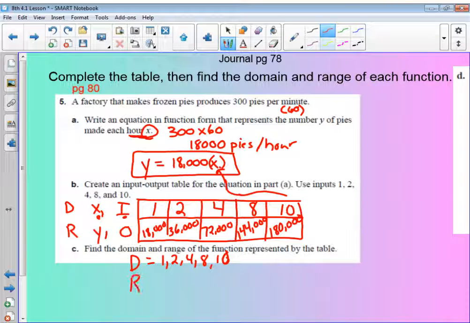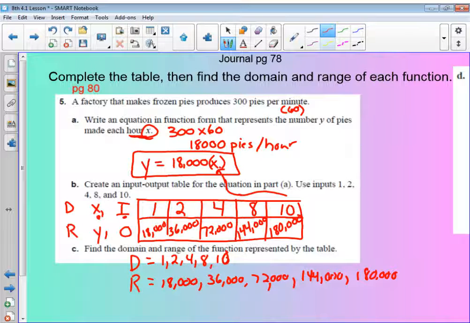Our range then, also known as our output or our Y's, was 18,000, 36,000, 72,000, 144,000, and 180,000. Now, those are not the only ones. Those are just the ones that we represented in our table. Could we continue this out? Yeah, we could check to see how many pies we could do in 11 hours or in 15 hours, but these are the only ones that they asked for, so those are our only domains and ranges, okay?